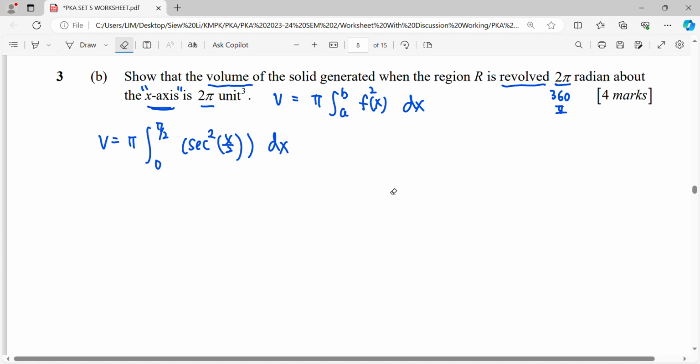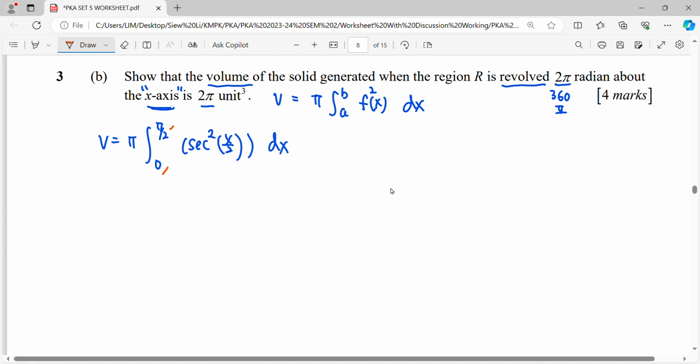The first step is to draw the region and identify the part, so that you can get the correct lower limit and upper limit. In this case we don't need to, because secant we cannot draw. So we just use whatever they give here, secant squared, 0 up to pi over 2.